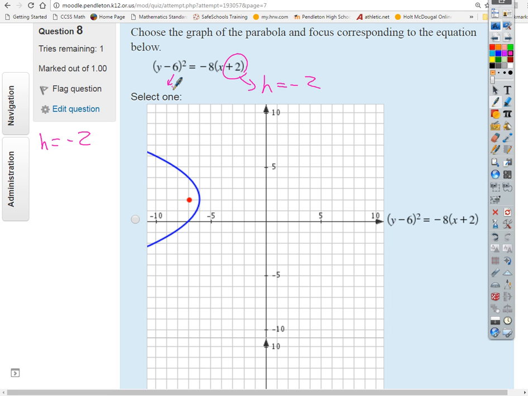What's this telling us? 6. K equals 6. And what's that telling us? Yeah, P equals negative 2, right? Negative 8 divided by 4 would give us P. And so then, if Y is the variable that's being squared, is this horizontal or vertical? Horizontal. P is negative, so that means it must be opening up in the negative horizontal direction, right? So to the left. So that's everything we need to find right there. That's the summary.